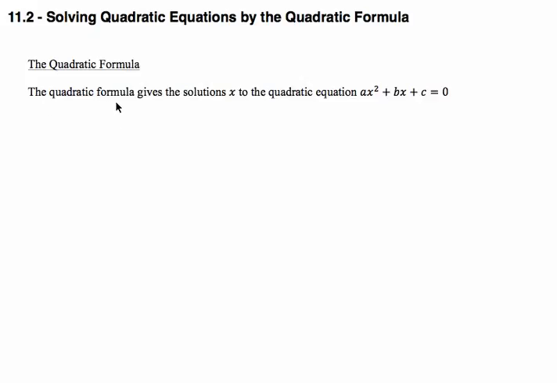Okay, the quadratic formula is the formula that gives the solutions, or x, to the quadratic equation ax squared plus bx plus c. So what we're going to do is take this general equation right here and complete the square on it. And that's a derivation of the quadratic formula so that you can see where it comes from.